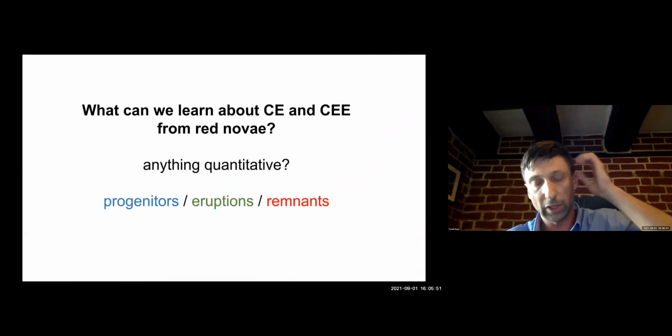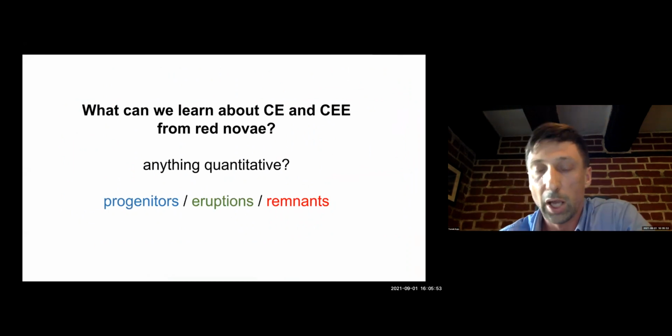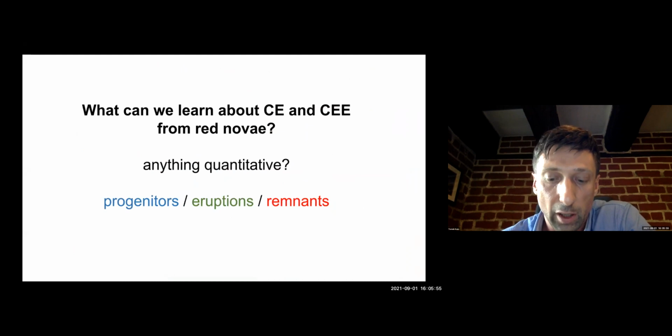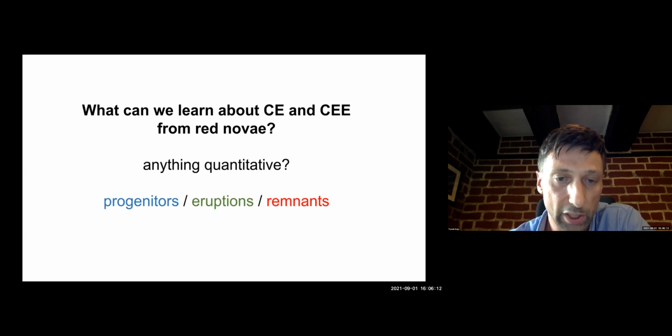So the question I would like to ask here is whether we can learn something about the physics of common envelope interaction or binary interaction from observations of red novae. And you can attack this question from different angles. I think it's relevant to ask whether we can learn something about progenitors, about observing the eruptions themselves, and studying their remnants.